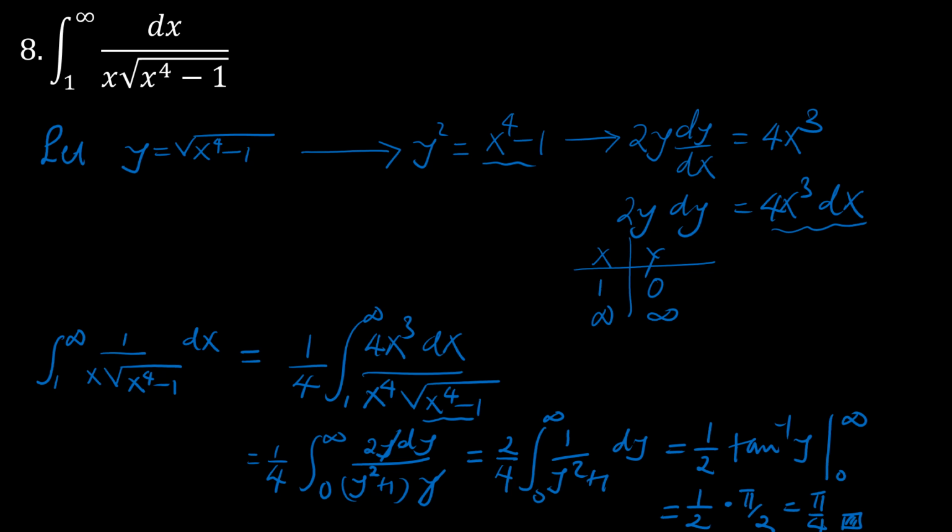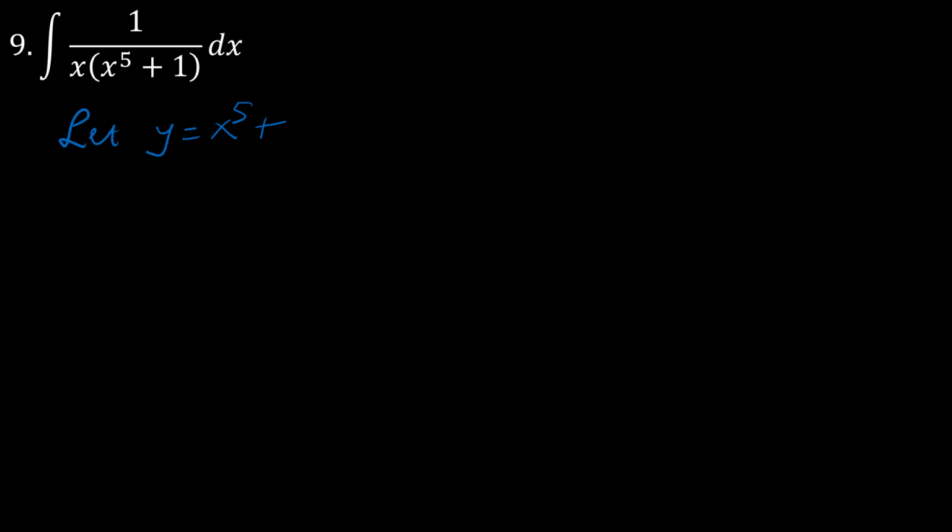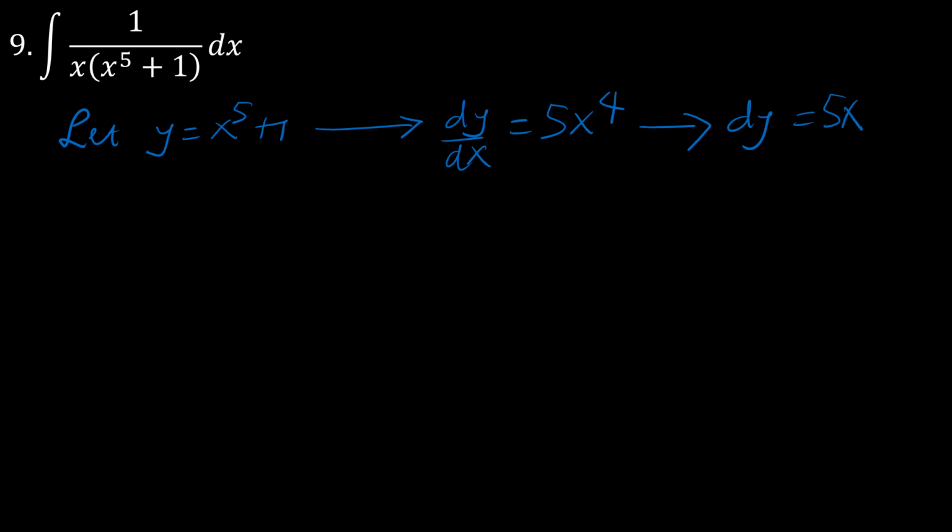Okay, thank you. So let's proceed to the next problem. Problem number 9, which is the indefinite integral of 1 over x times x to the power 5 plus 1. We'll just say let y be equal to x to the power 5 plus 1. And so when we differentiate both sides, dy is the same as 5x to the power 4 dx. And so you can substitute dy for 5x to the power 4 dx.